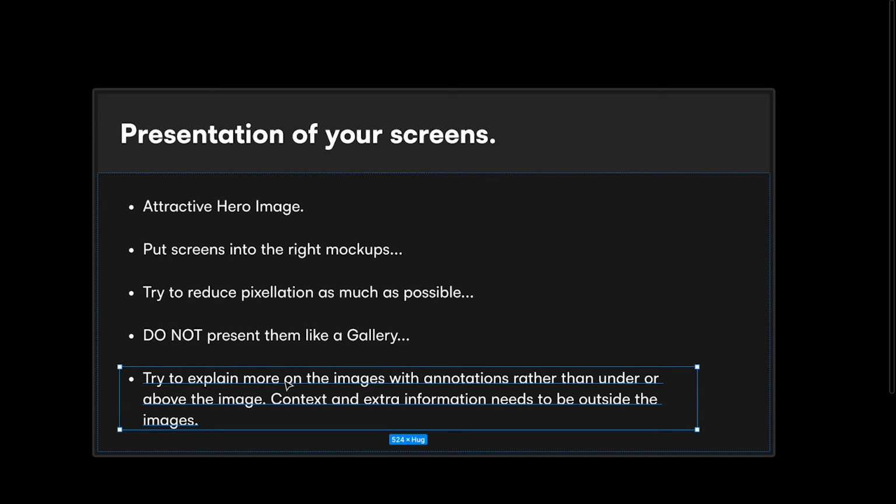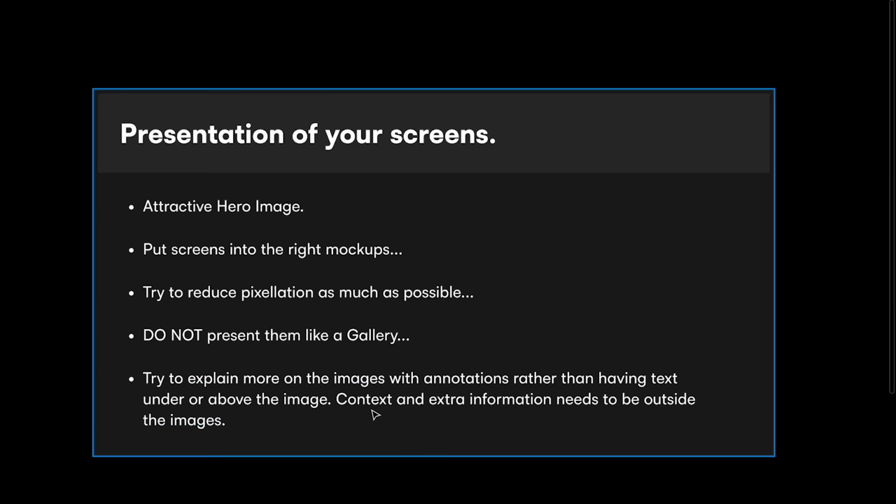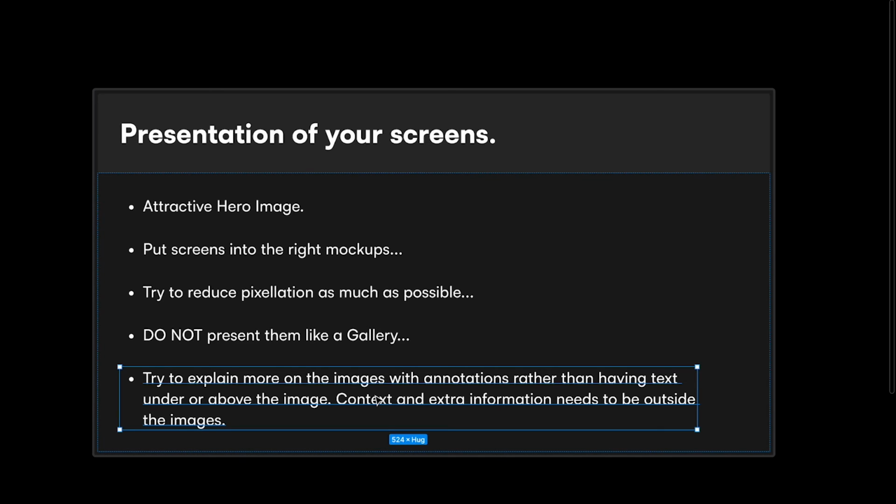When you have an image, use annotations on the image rather than having a lot of text under or above the image. Any context or extra information can be outside the images, which basically means that if you have a bunch of screens and you use arrows or annotations, have the most relevant information on the image. Try to explain everything on the image. And any extra context or other information that you feel is not really relevant, but you still feel it's important to say, have that before the image or after the image.